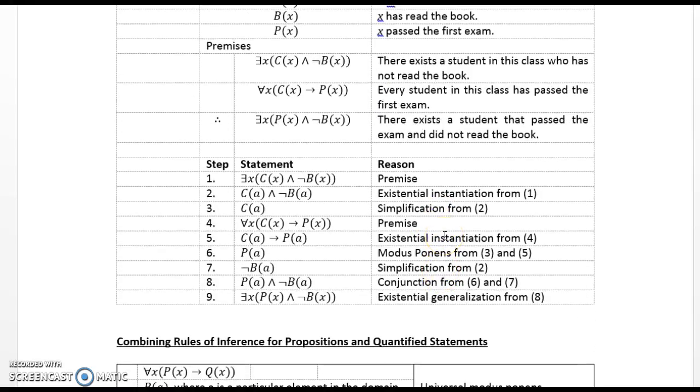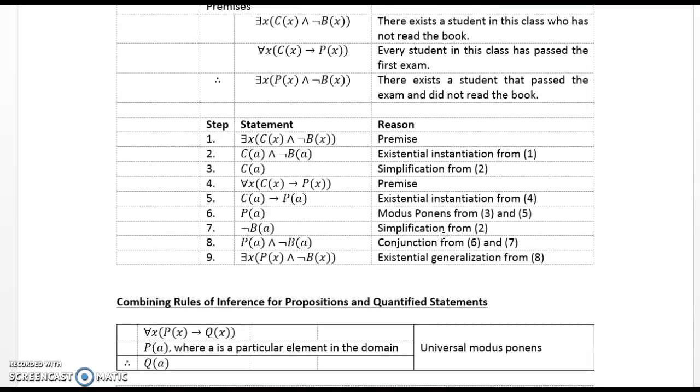Premises. There exists x, C of x and not B of x: there exists a student in the class who has not read the book. For all x, C of x implies P of x: every student in this class has passed the first exam. Conclusion: there exists x, P of x and not B of x: there exists a student that passed the exam and did not read the book.